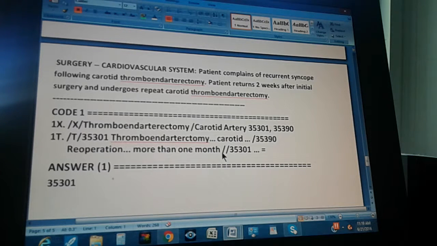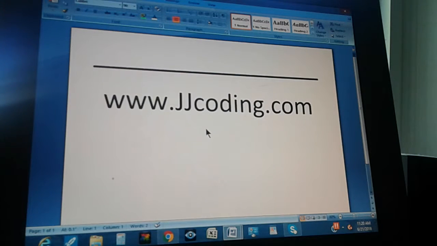Right. So if the second operation has been done after more than 1 month, then that's considered a reoperation. But this was done just after 2 weeks, so it's not a reoperation, right? So you just go back to the first one and treat it as if it is a thromboendarterectomy, right? Yes. A simple thromboendarterectomy, and it's the carotid artery, right? Right. So that's why we have an equal sign there, and the answer is 35301. Okay, so that's our problem for today.